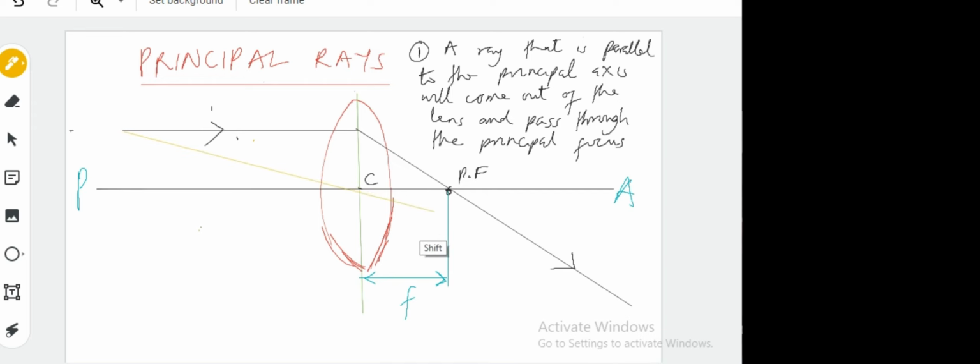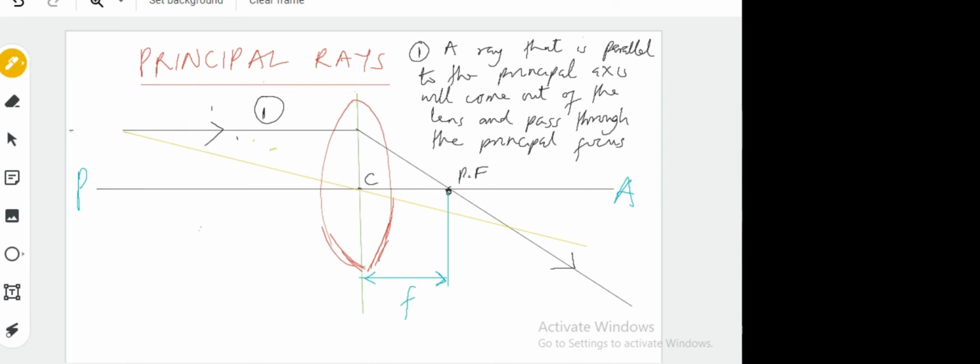This ray, the yellow ray, where is it passing through? It's passing through the geometrical center. So this is number 1. Can you define this ray number 1? Parallel to the principal axis. How did it come out? It converged and passed through where? Principal focus. Alright, correct. That's for number 1.